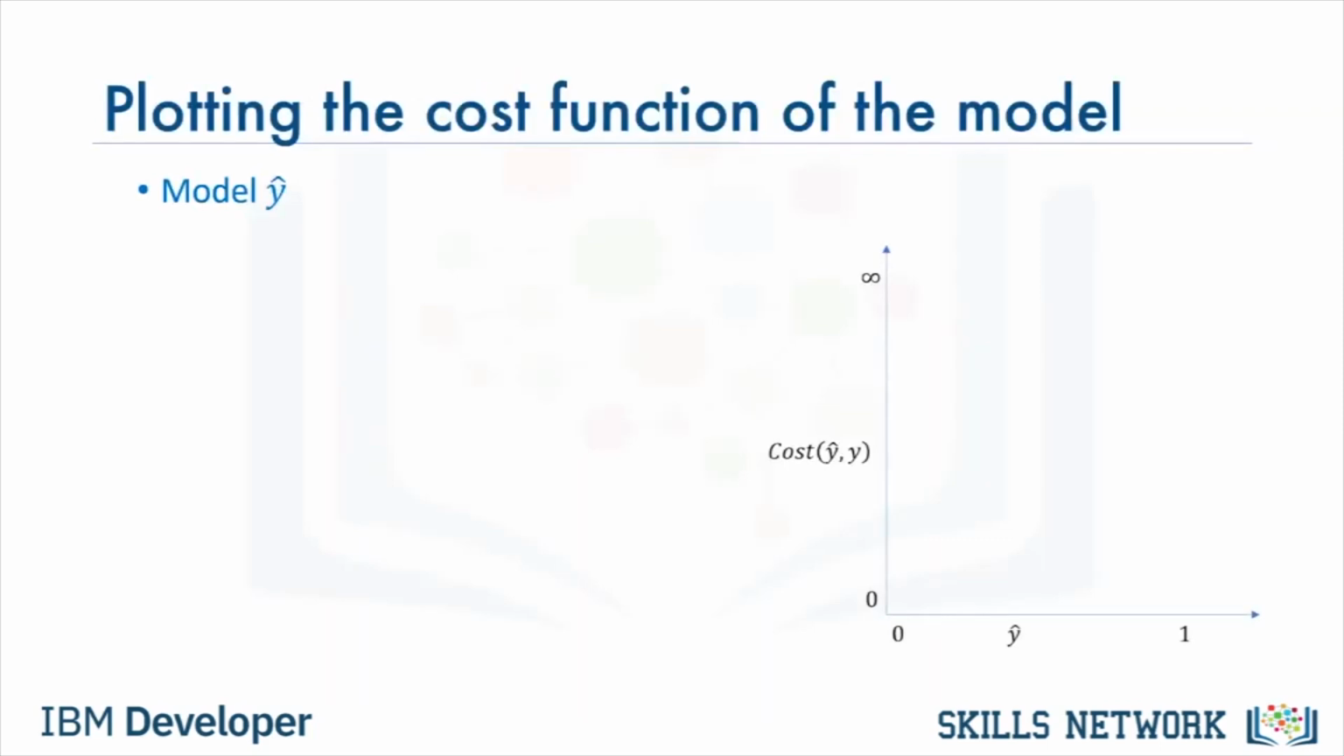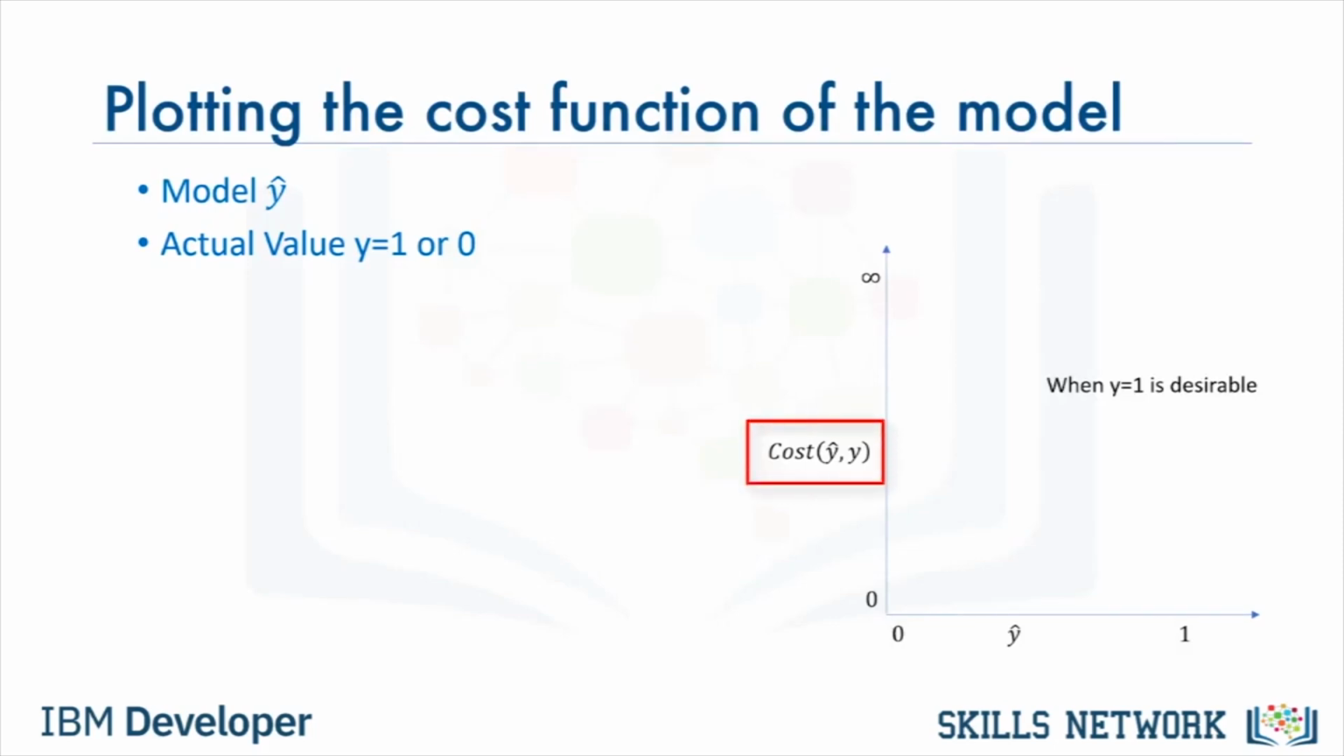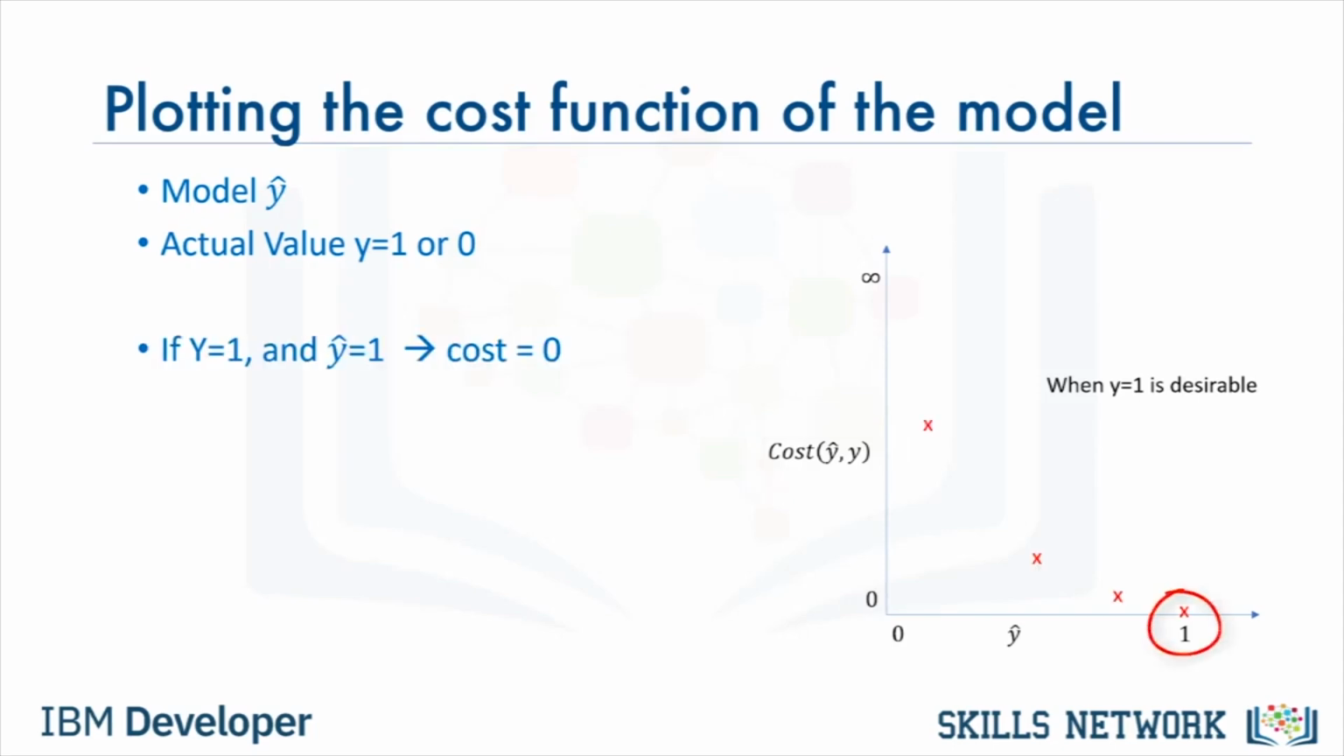Recall that our model is y hat. Our actual value is y, which equals 0 or 1, and our model tries to estimate it. We want to find a simple cost function for our model. For a moment, assume that our desired value for y is 1. This means our model is best if it estimates y equals 1.